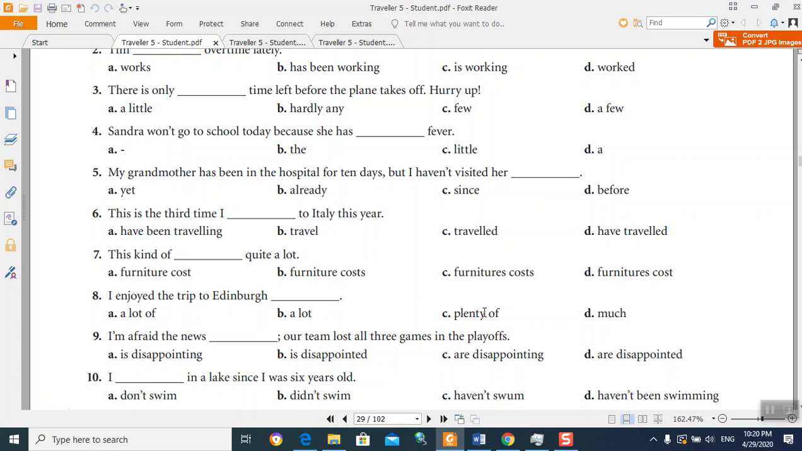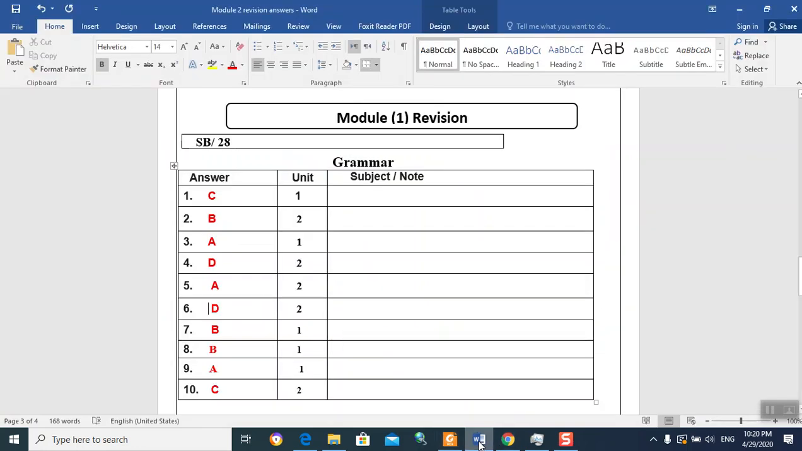Number 10 and the last, I in a lake since I was 6 years old. So since I was 6 years old. The words since and for, we use with the present perfect and present perfect progressive. In this case, what do you choose? Of course, we focus on the action, not on the time, so we use haven't swum, C. I will show you now the answers for all this.